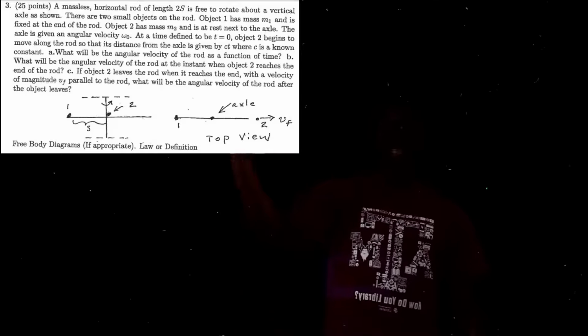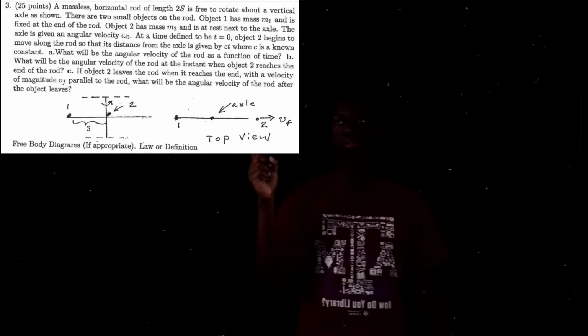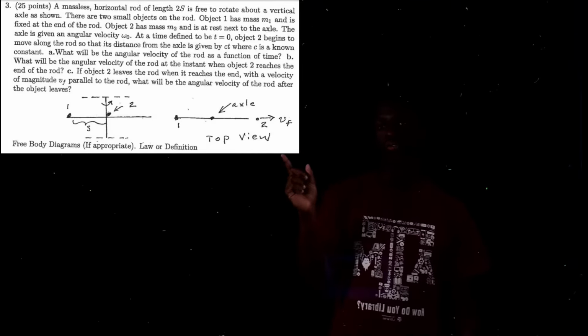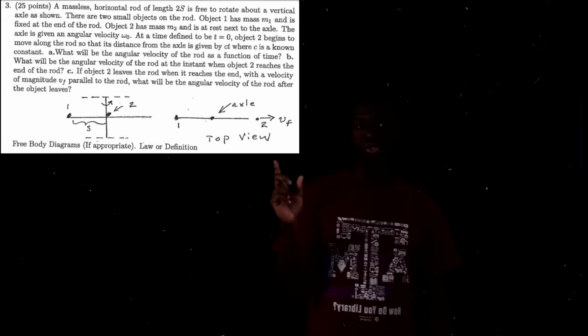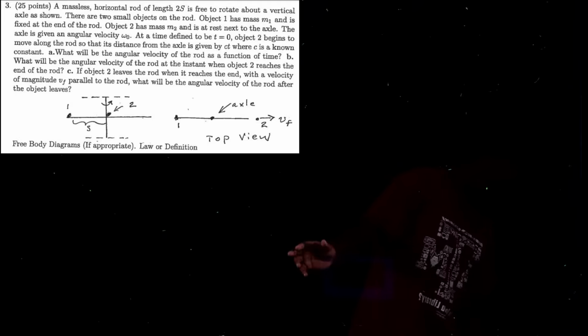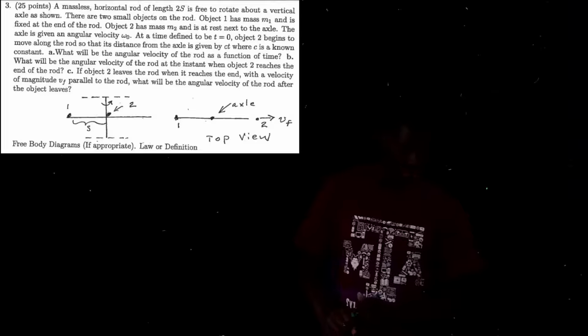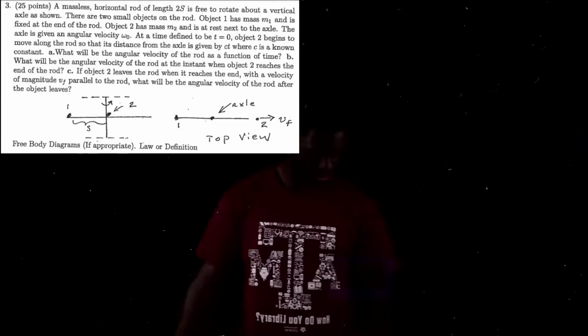Okay, moving on to number 3. You guys can see the question right here on the screen. So pause, take a picture of it if you need to, and I'm just going to go straight into working the question. For this question, there are 3 parts. So part A, what is the angular velocity of the rod as a function of time? Let's start off with this being an angular momentum question.